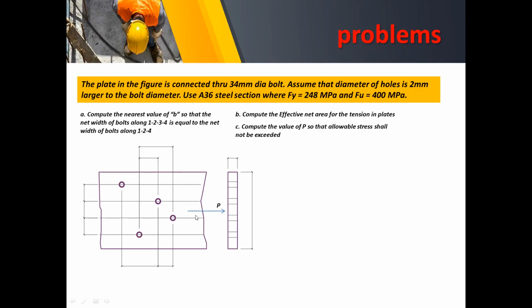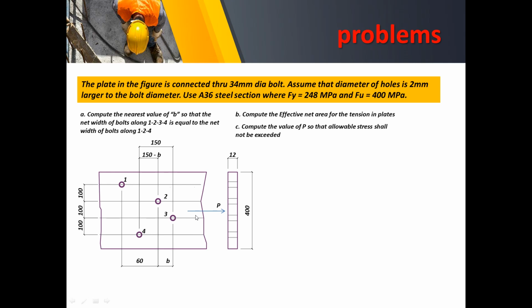So here is the illustration of P. P here is parallel to your member. We have all the dimensions given here. B is a variable. So if this is B, therefore this is 150 minus B. The thickness is given, the width is given, and there is an equal configuration along the width of your plate.